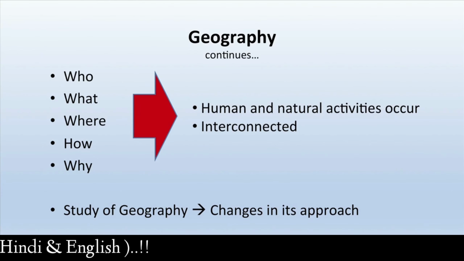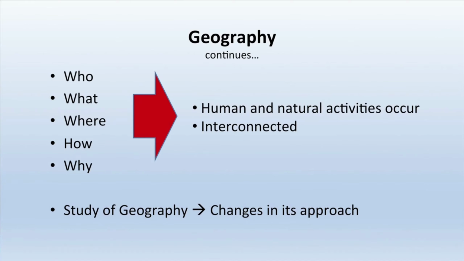Now, if we look into what we study in geography, geography is basically to know a few questions, that is who gets what, where, how and why. So, the questions like who, what, where, how and why are related to human and natural activities that occur on the earth's surface and how they are interconnected with each other. So, in geography, we learn about all these questions and their interconnections.